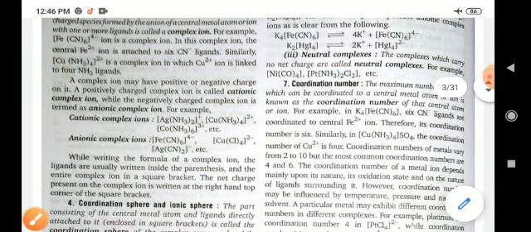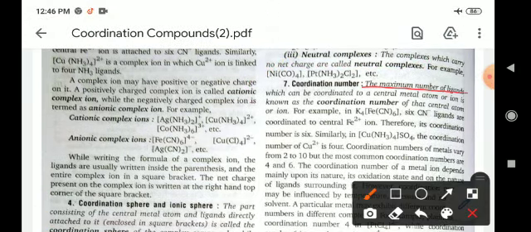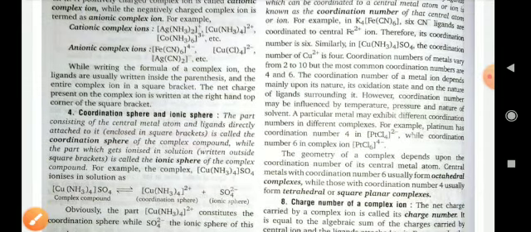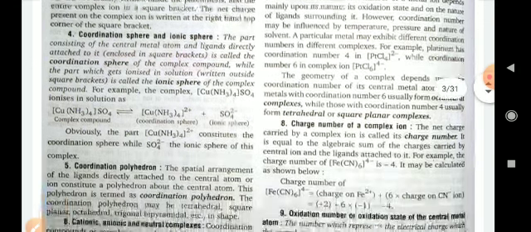Now coordination number. The maximum number of ligands which can be coordinated to a central atom or ion is known as the coordination number. For example, in this complex K4[Fe(CN)6], a total of 6 ligands are attached to the central atom or ion. So the coordination number of this complex will be 6. The coordination number is the number of ligands attached to the central atom or ion.